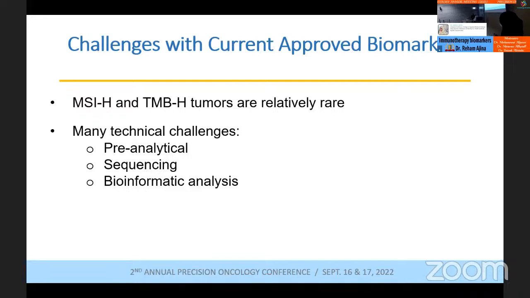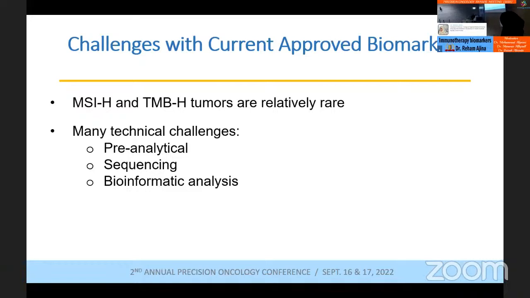Some of these technical challenges are the quality of the sample you get. So is the DNA pure? Is it degraded? Is it not degraded? Then which sequencing panel should you pick? Should you pick a very comprehensive panel, spend much more time and money on it, or get a smaller panel that's less comprehensive? Which one is more representative of the whole genome? This is a question that is very difficult to answer.